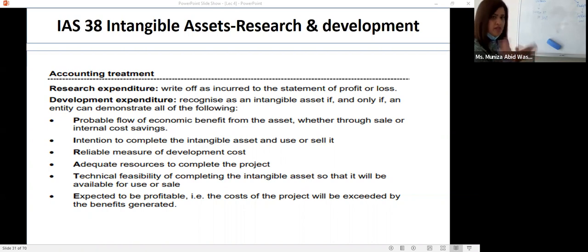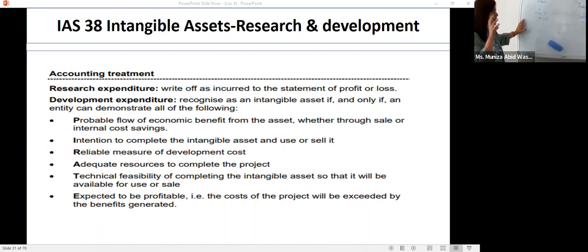Once the commercial production is started, it's okay. But prior to commercial production, if it is still under the development phase, the organization is going to review whether this criteria is still being met or not. If at any point it sees that any of the criteria has not been met, all of the capitalized costs are going to be written off as revenue expenditure in the statement of profit or loss.